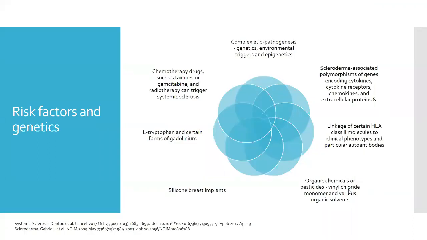The etiopathogenesis is considered complex. There is a complex interplay between genetics and other environmental factors. When it comes to genetics, it primarily involves polymorphisms of genes that encode for cytokines and cytokine receptors. HLA class 2 has been implicated, especially with development of autoantibodies. Surprisingly, there are some environmental triggers. Chemotherapy agents are some of them. Silicone breast implants have been implicated, and also some organic chemicals such as vinyl chloride monomers.